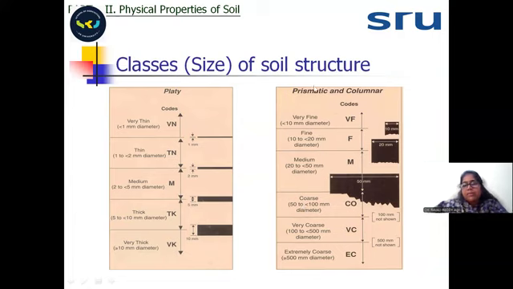So here for prism-like structure also, very fine means less than 10 mm diameter. Then fine means 10 to 20 mm. Then medium means 20 to 50 mm. Then coarse means 50 to 100 mm. Very coarse means 100 to 500 mm. Then extremely coarse means greater than 500 mm diameter.